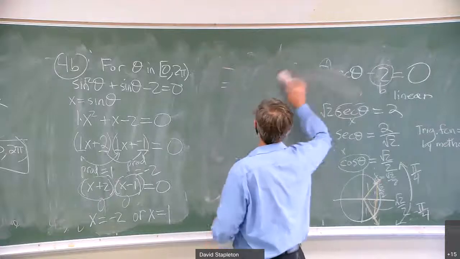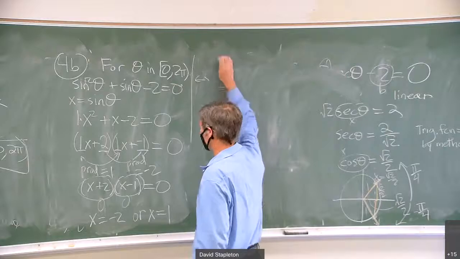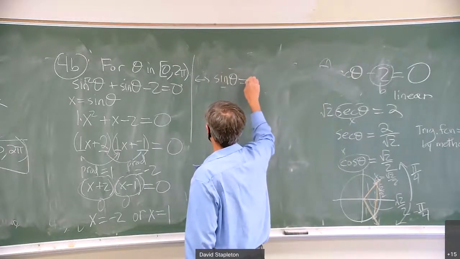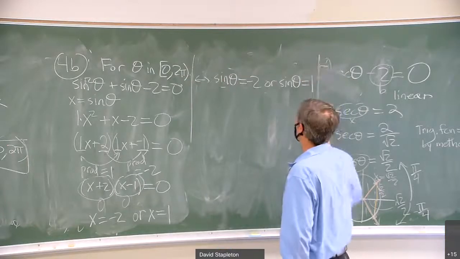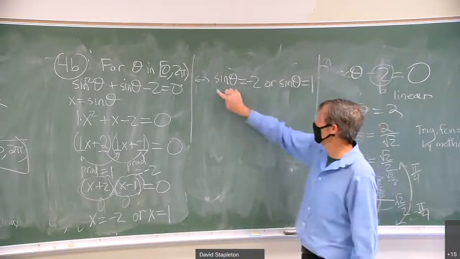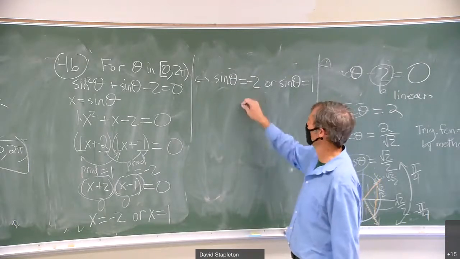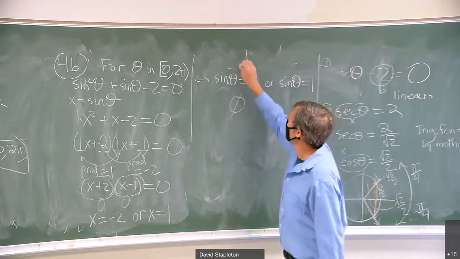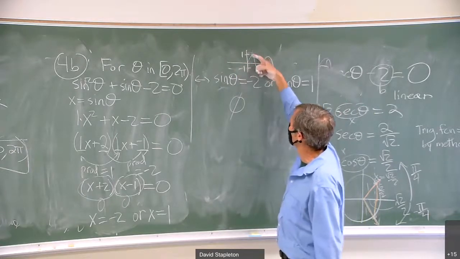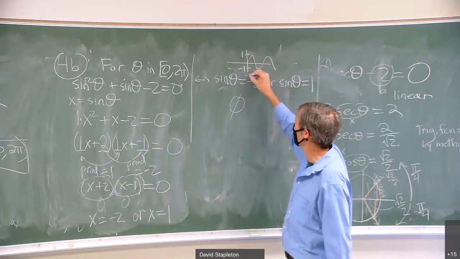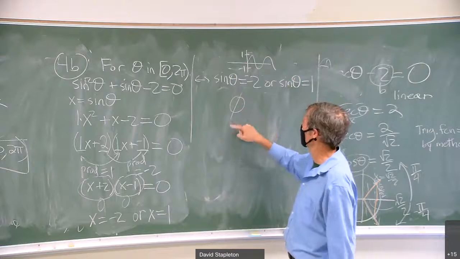Now you put back the trig function, right? This means equivalently, since x is sine theta, sine theta equals negative 2, or sine theta equals 1. Two possibilities. What are the solutions to this one? That's right, none of them, right? Sine theta looks like this. It oscillates up and down between plus and minus 1. It's never equal to anything bigger than 1 or less than minus 1. It's never equal to negative 2 down here, right? Never reaches y equals minus 2. So this one has no solution. This is the empty set symbol.